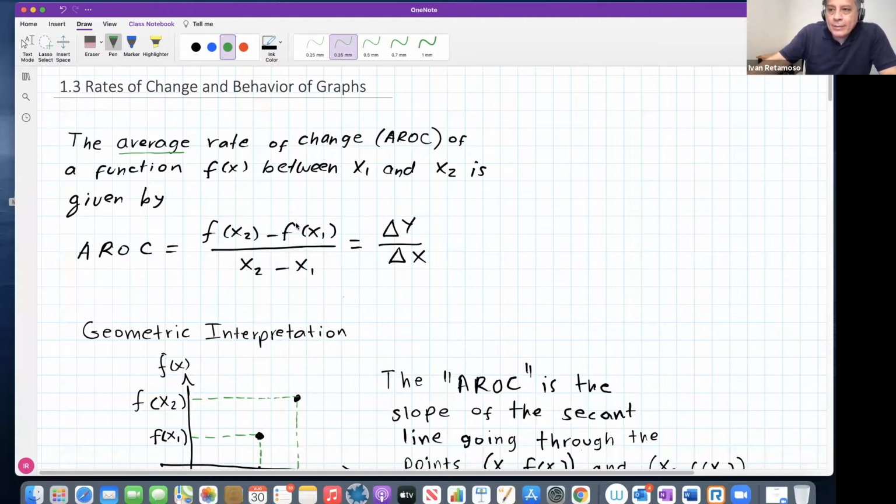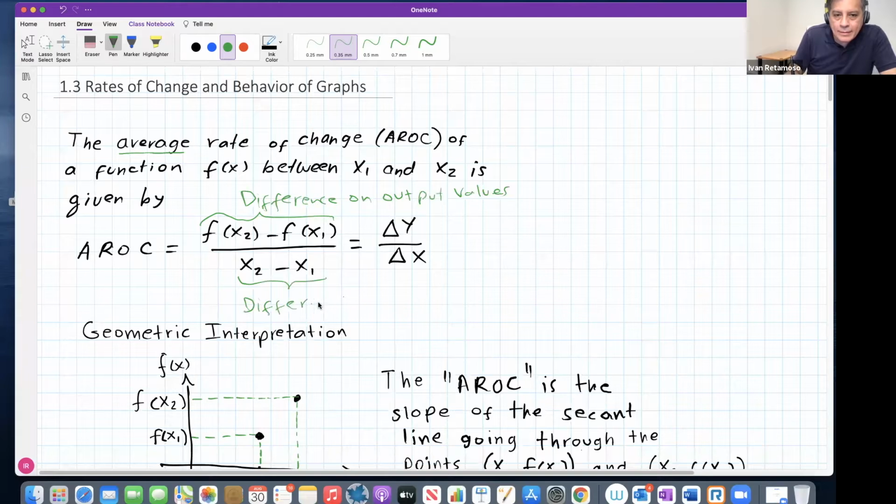Change on the output values, right? Change on the output values, f of x2 minus f of x1, the difference on output values, over the difference on the input values. This is how you compute, on average, the change, the variation of the function, right?